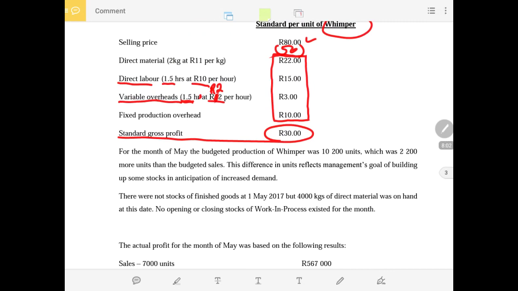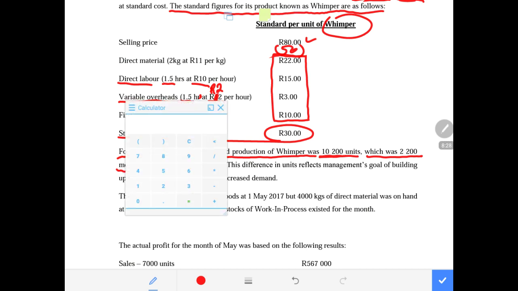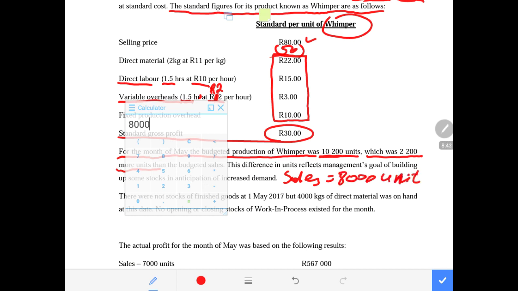Then after, we come to the next paragraph, that says for the month of May, the budgeted production of Wimper was 10,200 units. This is what they budgeted to manufacture, and which was 2,200 more units than the budgeted sales, meaning the budgeted sales in terms of units will be the difference between 10,200 minus 2,200, meaning our budgeted sales units is expected to be 8,000 units that the company is budgeting to sell.